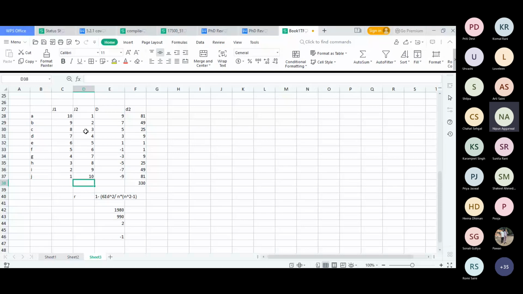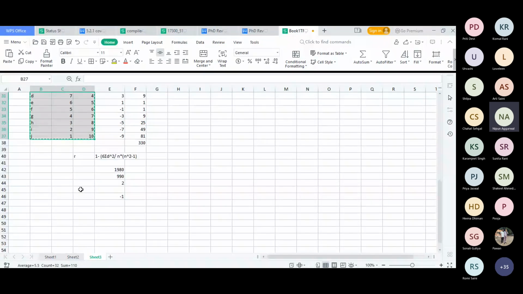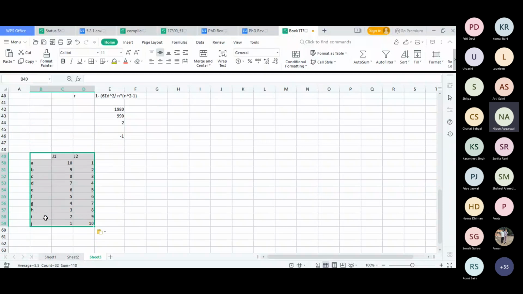Fine. So now take the next variation in this Spearman rank correlation. Suppose this will be the data. I make a copy of the same. Now the data will not be in the form of ranks. Suppose this data is not given in the form of ranks. It is given in the form of actual marks scored by the students.